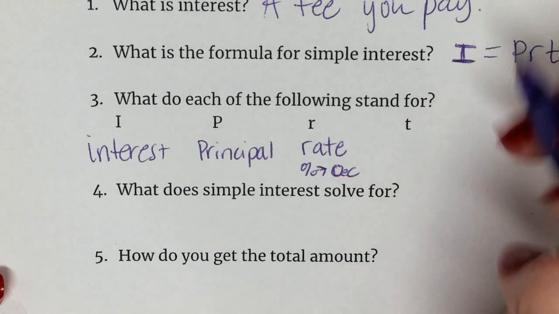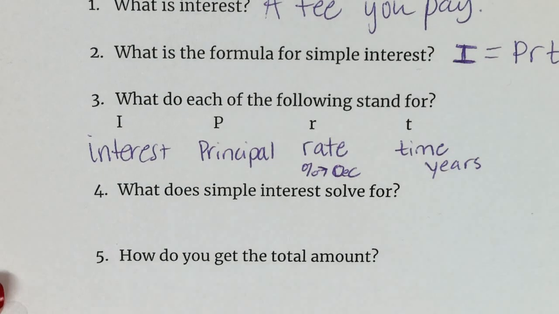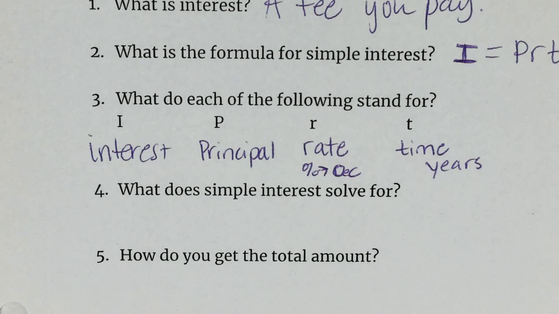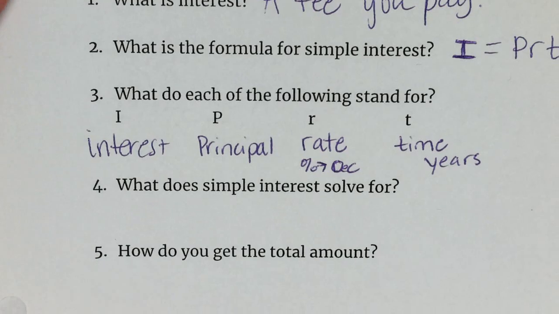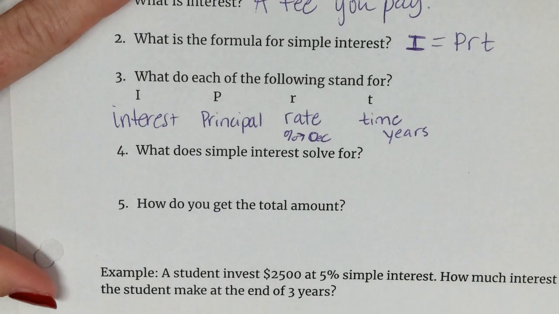And the T is time, and what does it need to be given in? Years. So if it gives it to you in months, you have to convert it to years. So if I said 12 months, you would say 1 year. If I said 18 months, you would say 1.5 years. So if you don't know that, you just divide by 12 because there's 12 months in a year.